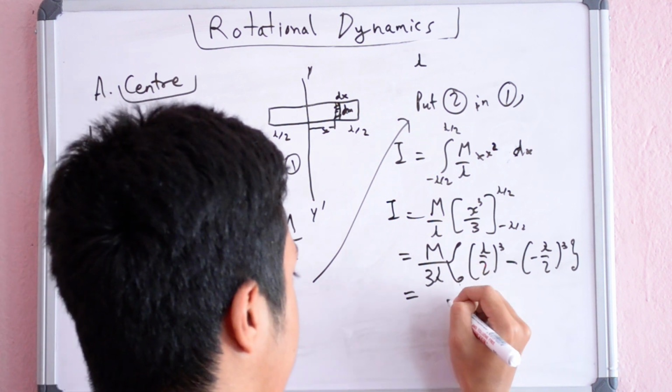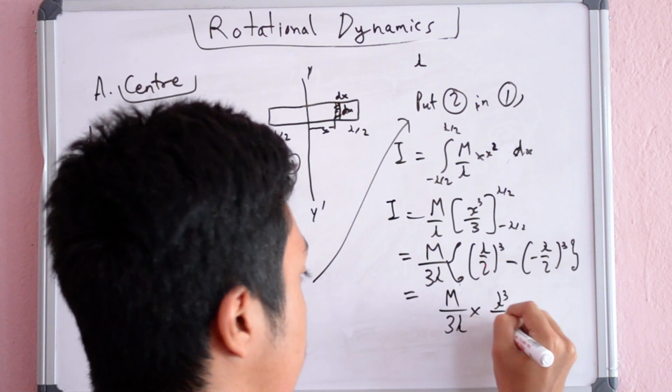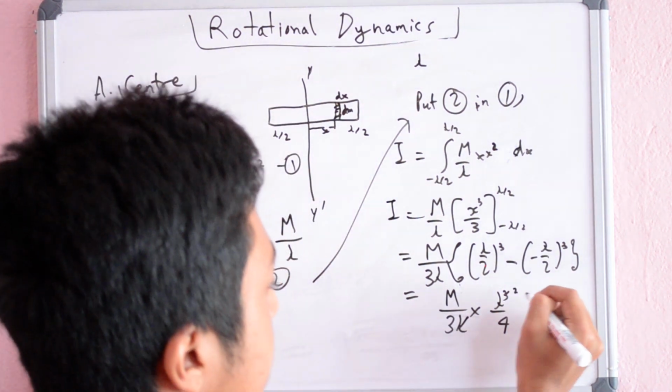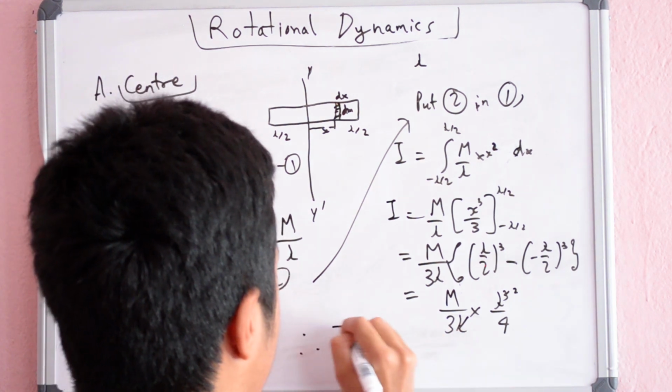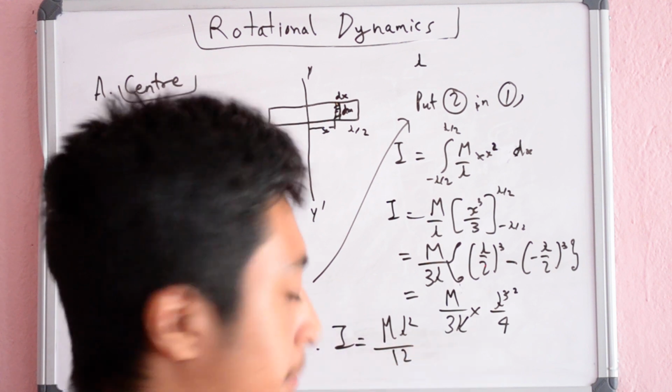That means we will have M by 3L into L cube by 4. The 2 and 8 cancel. This length, this cube cancels, giving L square. Thus we have moment of inertia as M L square by 12.